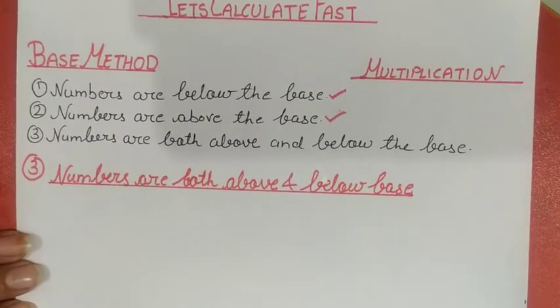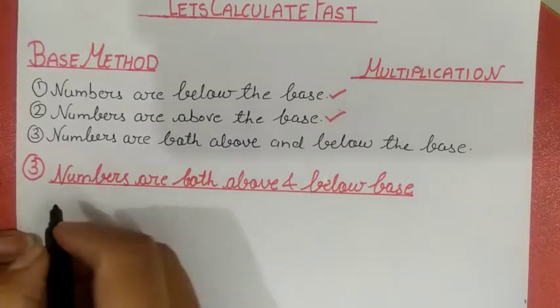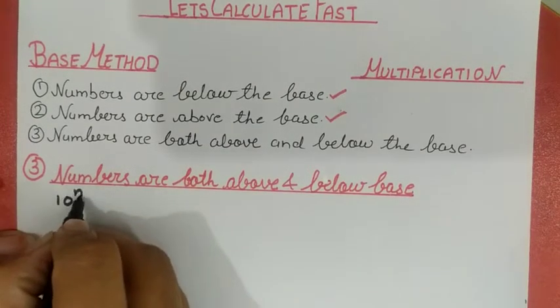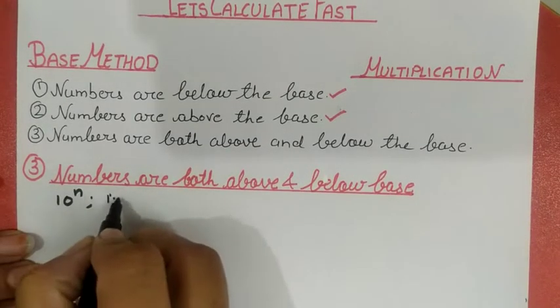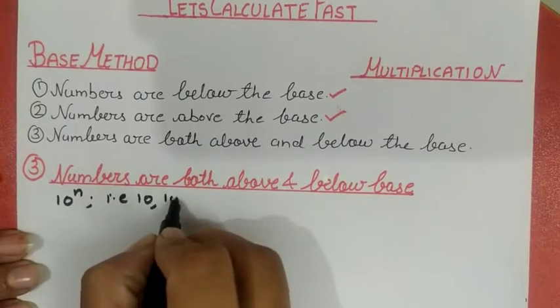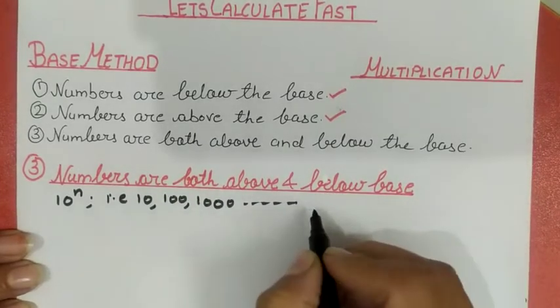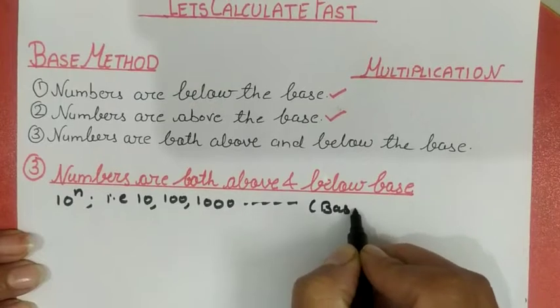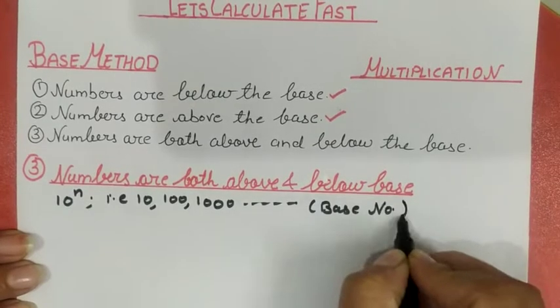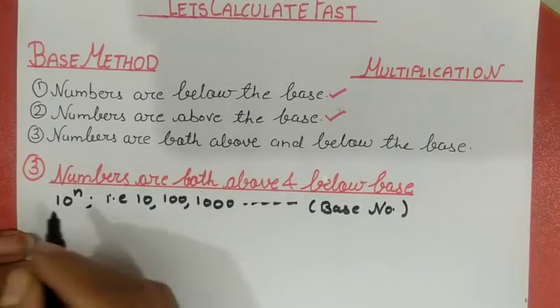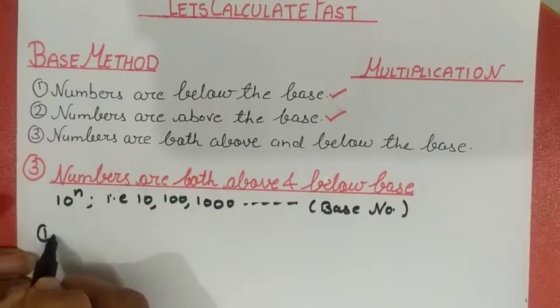So before starting, let me first tell you what the base is. Base is any number that is a power of 10, that is 10, 100, 1000 and so on. These numbers are called base numbers. Right? So let's start.